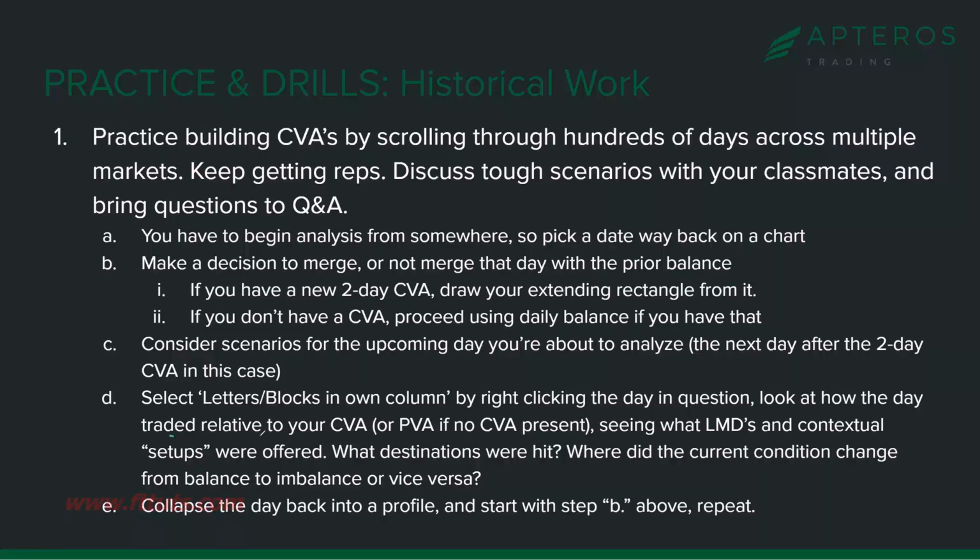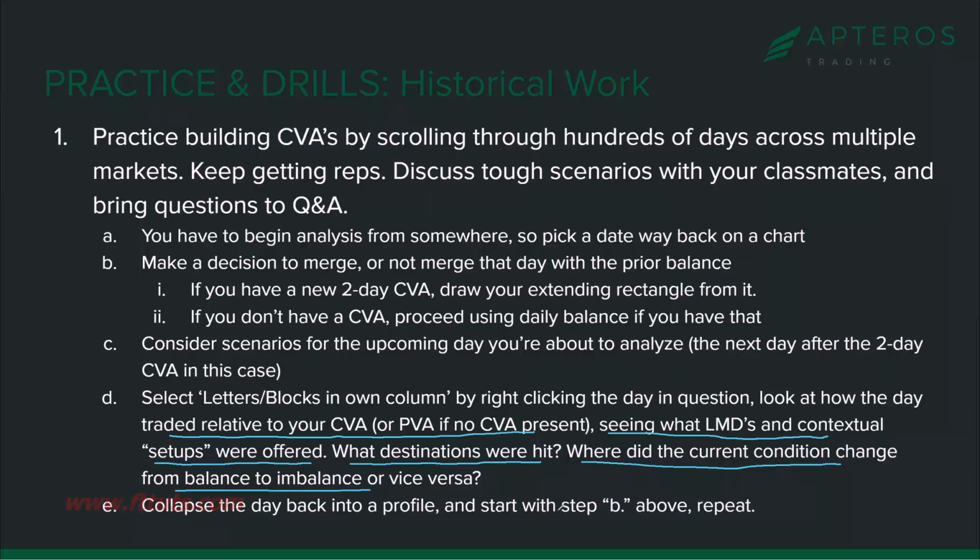Look at how the day traded relative to your CVA or PVA if there was no CVA. See what laws of market dynamics happened. See what breakout pullbacks or return pullbacks happened. What destinations were hit, right? Do it all. Where did the condition change, if at all, from balance to imbalance or whatever? Then collapse the day after you're done analyzing that day. Collapse it back into a regular looking profile and go back to step B, which is essentially introduce day 4 in this case.